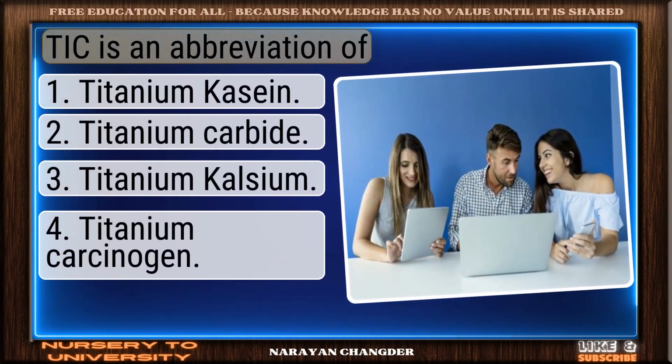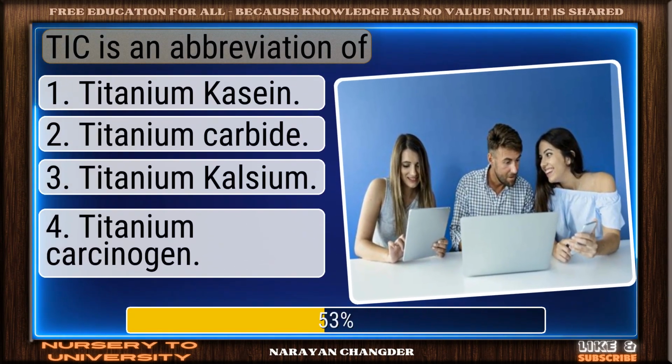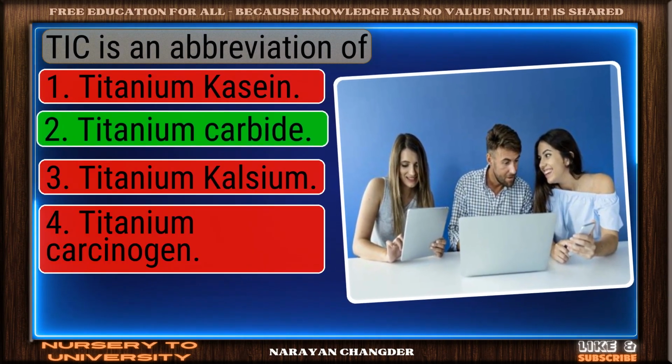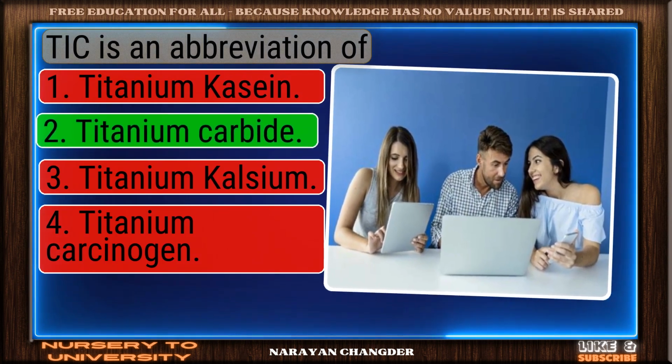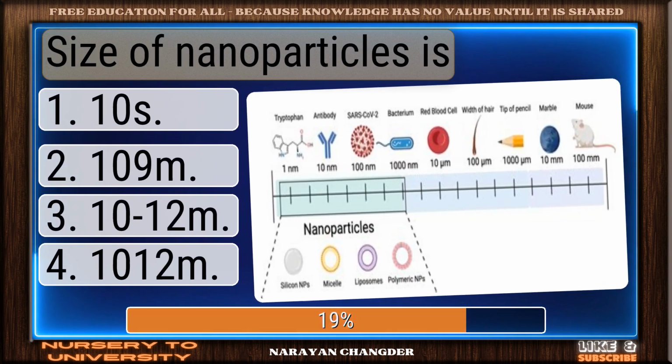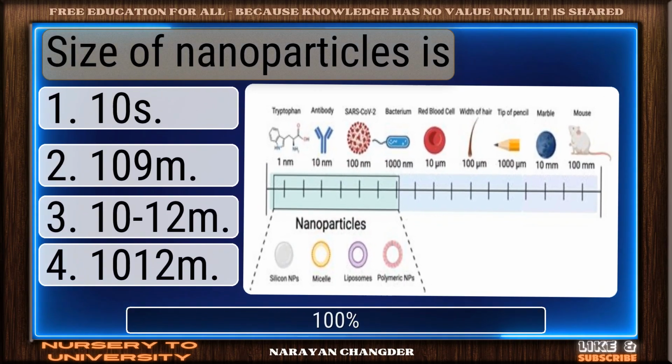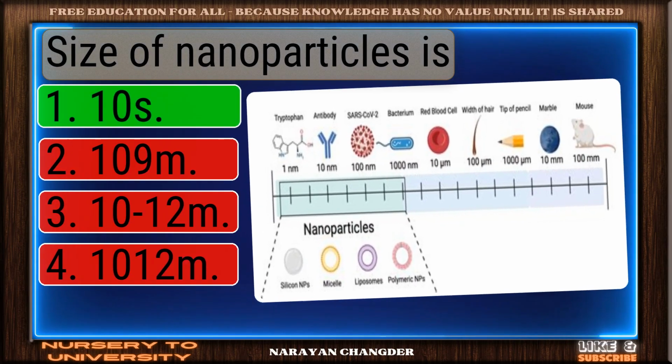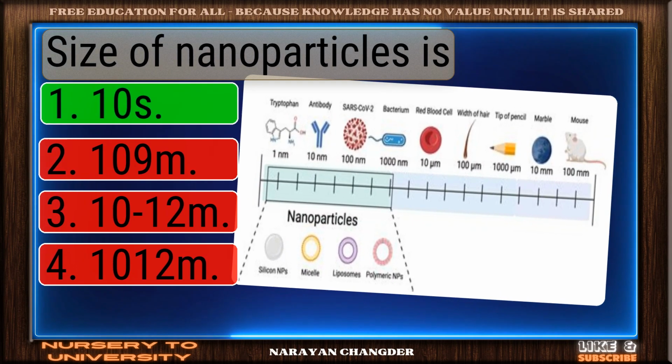TiC is an abbreviation of. Nice work. You chose titanium carbide and it is correct. Size of nanoparticles is. Smart move. Tens is an accurate answer.